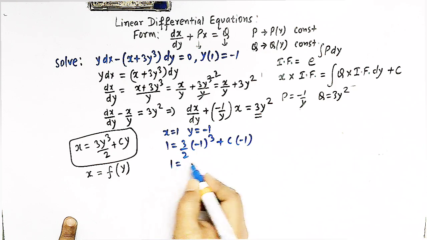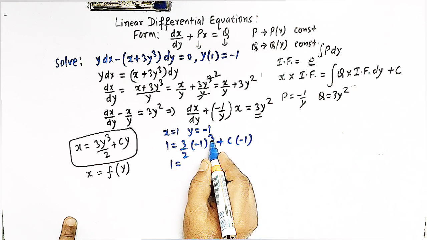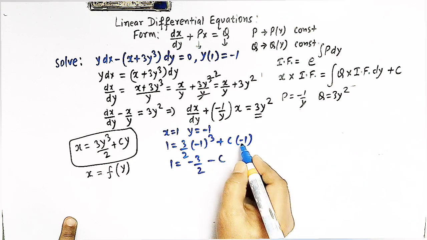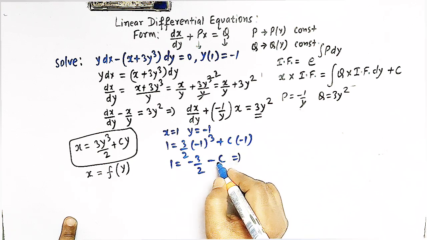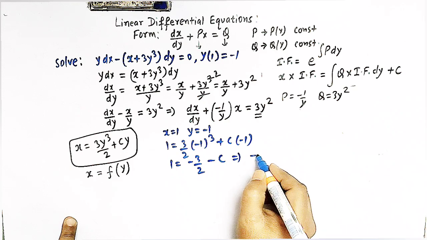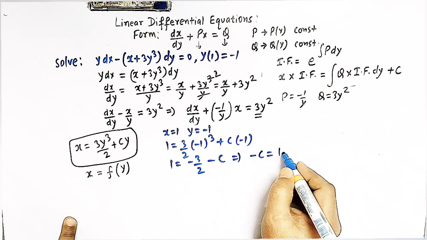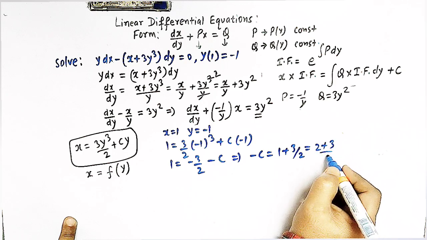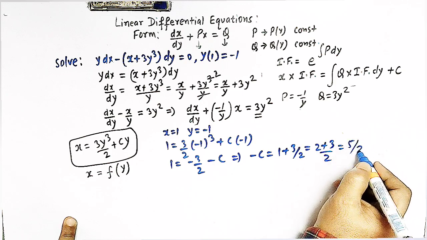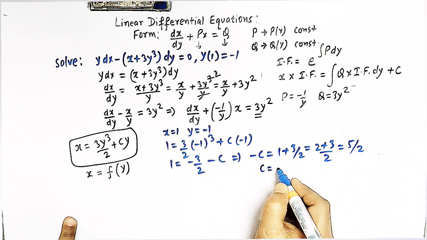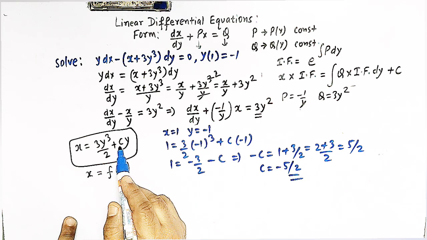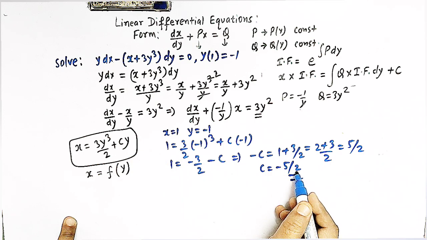So we have 1 minus 1 cube is minus 1, so we have minus 3 over 2, and here we have minus c. So from here we can now write minus c is equal to 1 plus 3 over 2, that is 2 plus 3 over 2, that is 5 over 2, and c is minus 5 over 2. So the value of this arbitrary constant c is minus 5 by 2.